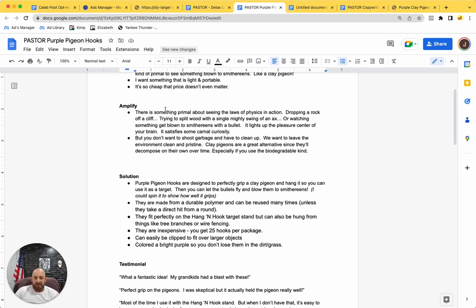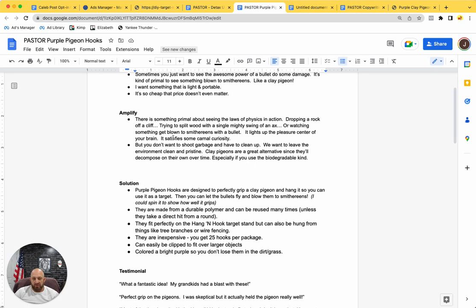This is copy that I might use. There's a primal feeling about seeing physics in action: dropping a rock off a cliff, trying to split wood with a single mighty swing of an axe, or watching something get blown to smithereens. It lights up the pleasure center of your brain. It satisfies some sort of carnal curiosity. But you don't want to shoot garbage and have to clean it up. We want to leave the environment clean, pristine. They're a great alternative.